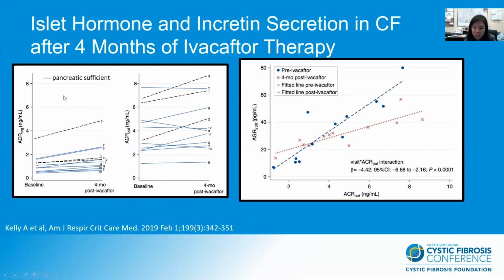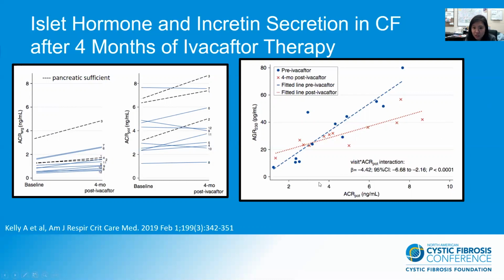Under the fasting conditions on the left, for insulin, which is not shown here, but in a table if you'd like to refer to the original manuscript, and C-peptide responses under fasting conditions, both the insulin and here the C-peptide response increased significantly. Under hyperglycemic conditions, C-peptide response to arginine was significantly greater overall from baseline to 4 months of ivacaftor treatment. And this is a difference that persisted with adjustment for pre-stimulus glucose, age, and pancreatic sufficiency status.